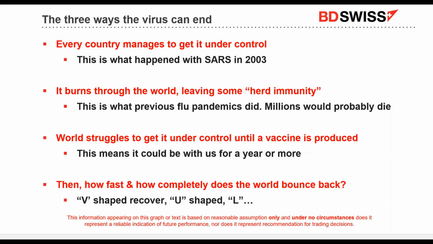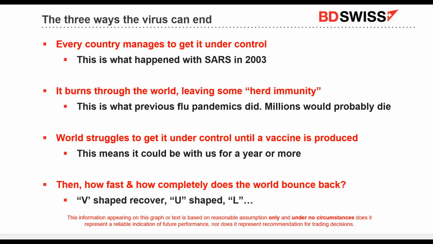So there are really only three ways the virus problem can end. The best way would be if every country manages to get it under control, which is what happened with SARS in 2003, where the lockdowns work and it stops. That would be very nice, but it's quite unlikely. Another way, which is what they were starting to do in the UK, was just to let it run. This is what your normal flu pandemic does. People get their flu shots, but usually it just goes through the world. People who get it, get it. Some get sick, some die. But at the end of the day, enough people become immune to it that it eventually burns out. As I said, the UK started to do this, but they gave up because they realized millions would probably die from this.